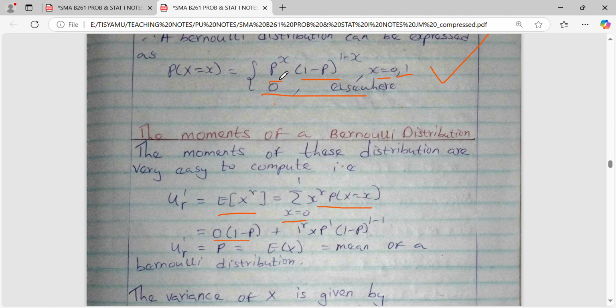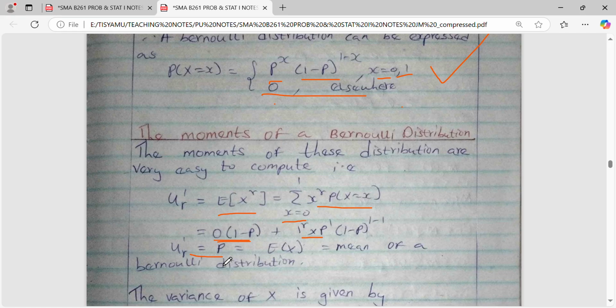And therefore here we are going to remain with p. So this will be 0 times (1 minus p) plus 1 times p. And therefore the first term here will become 0. The second term here will be equal to p. And therefore the rth raw moment is equal to p. So it means that any raw moment in the Bernoulli distribution will be equal to p.